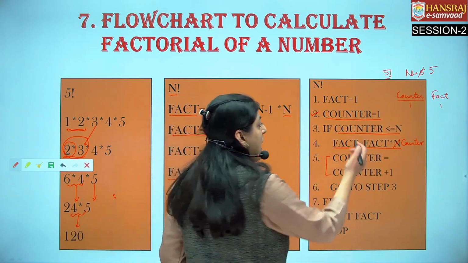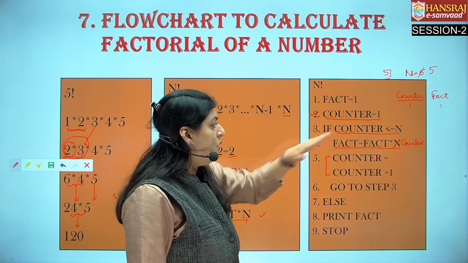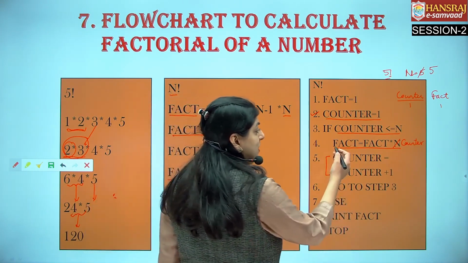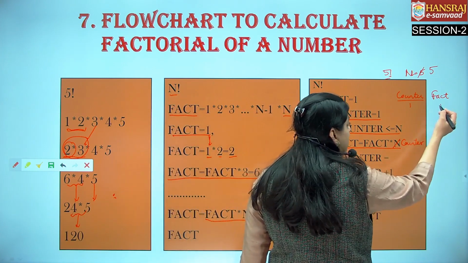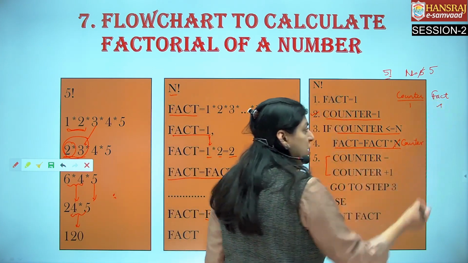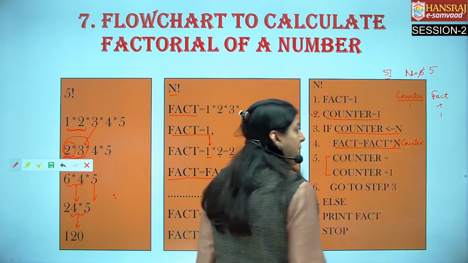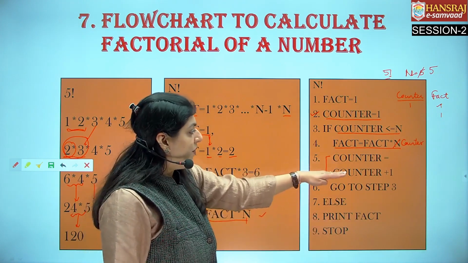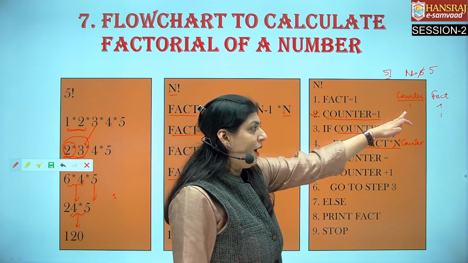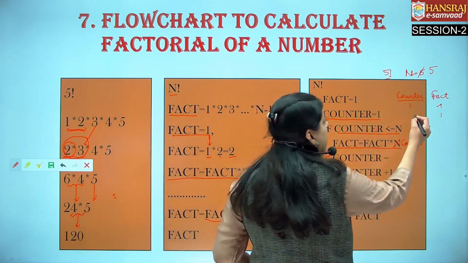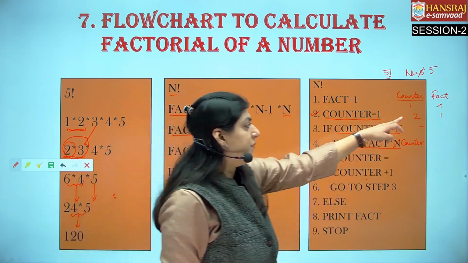Now how to proceed? I am checking the condition. If counter is less than n, yes, it is true. So it will move on to step 4. Step 4 says fact is equal to fact into counter. So the value of fact, earlier it was 1, will now be 1 multiplied by 1. So it will be 1 only, right? And then we are incrementing the value of counter by 1. So earlier the value of counter was 1, plus 1 will make it 2 now. Okay, so the counter will take the value 2.